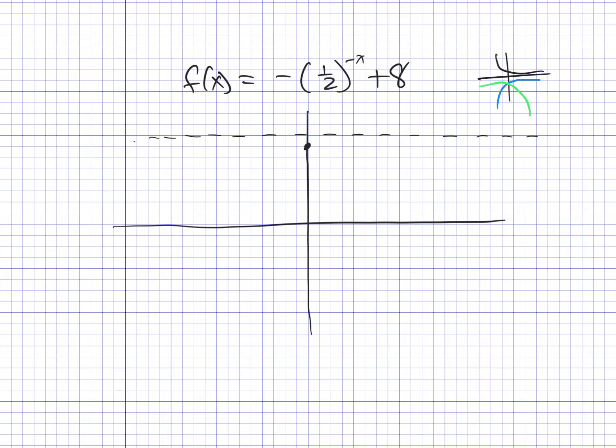If it was stretching or shrinking it, you'd have to plug 0 in for x. If you plug 0 in for x, negative 0 is 0, (1/2) to the 0 is 1, but you've got a negative out in front. So that's negative 1 plus 8, which is 7, and that's where we put the point. Then you graph it from that point, which would look like that. Oh, I'm sorry, it's the green one. I went the wrong way. It's this way.